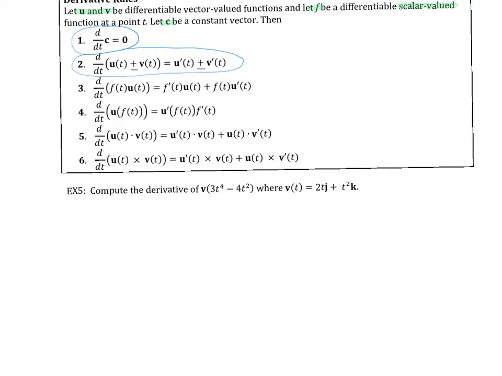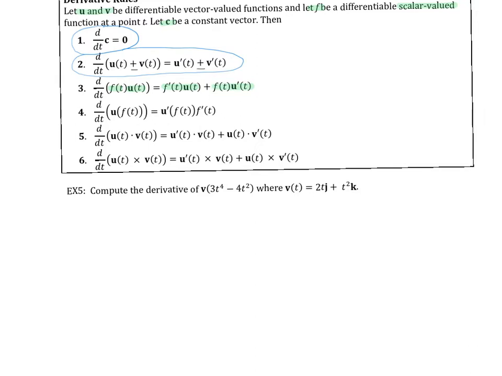Example 3, we're looking at multiplying, so we've got to be careful here. We're multiplying a real valued function to a vector. These are not two vectors because remember, we don't multiply vectors. We either take their dot product or their cross product, but we don't multiply them. So if you take a real function and you multiply it by a vector, then you can actually use the product rule that we normally have for real valued functions. It would be derivative keep plus keep derivative.